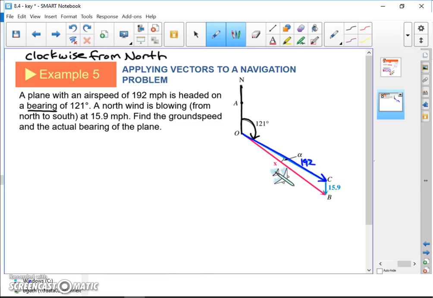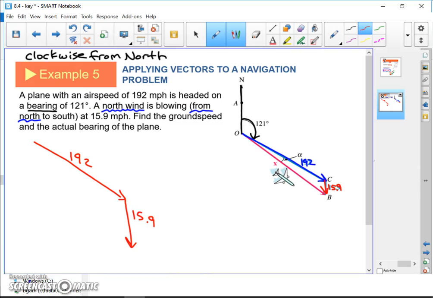A north wind is blowing from north to south. Okay, so this is something that might come up again. If they say a north wind, you need to know that it's blowing from the north. And so they're giving you a second vector, a wind vector, a vector from the north. So we could draw it right here and make it look like the golf ball problem, at 15.9 miles per hour. So if we were drawing ours, we might have this. You might need to make it bigger so you can actually fit your numbers in there.